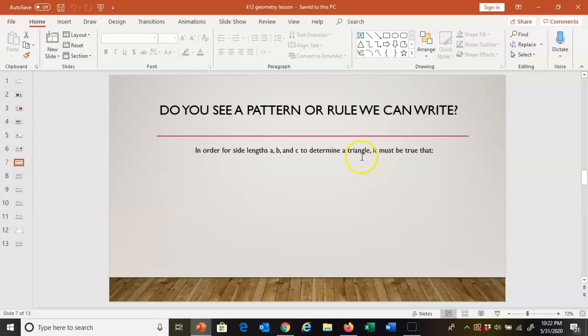In order for side lengths A, B, and C to determine a triangle, it must be true that A plus B is greater than C. Any two sides, if you add them, must be greater than the other side. That's a strict inequality: greater than, not greater than or equal to. We saw one where two sides added up to the same as the third side length, and that didn't work. It has to be any two sides add up to something greater than the third side.